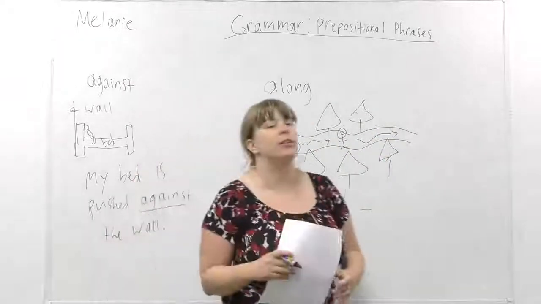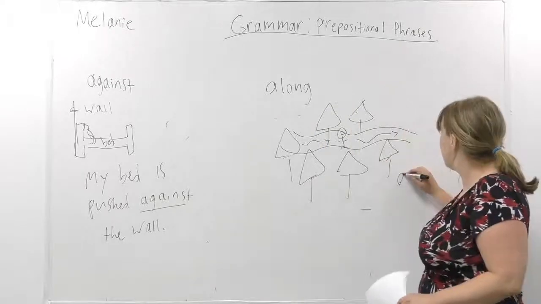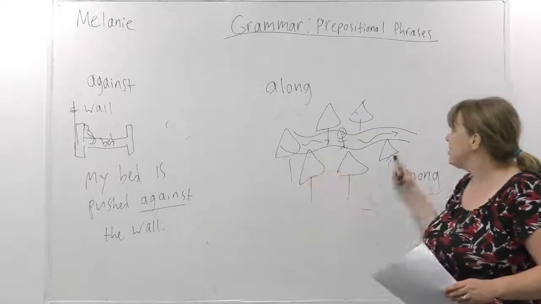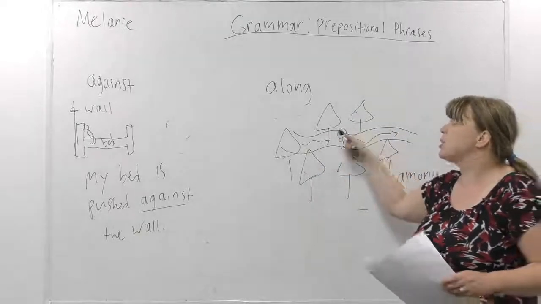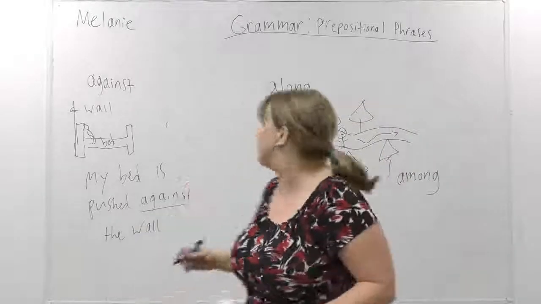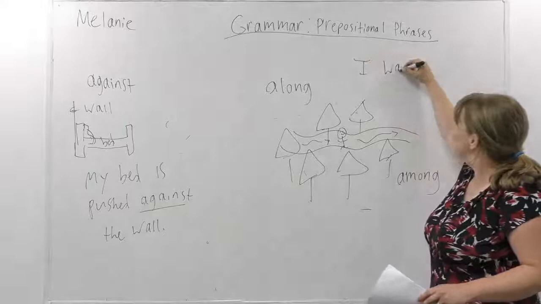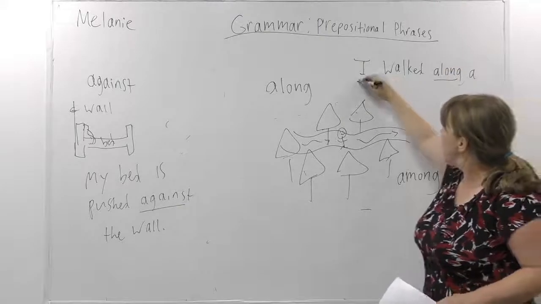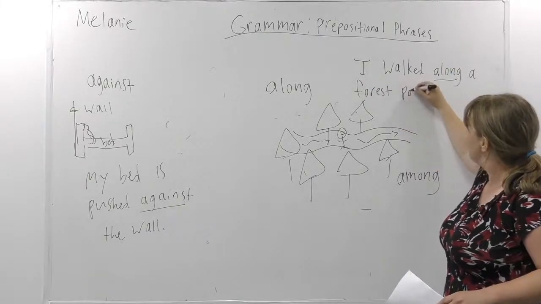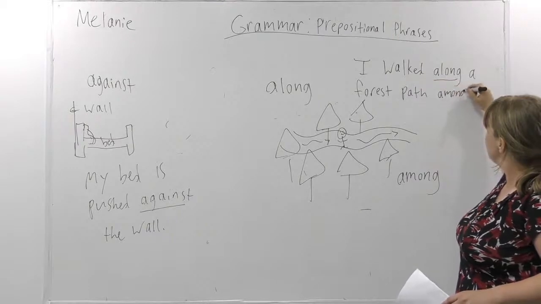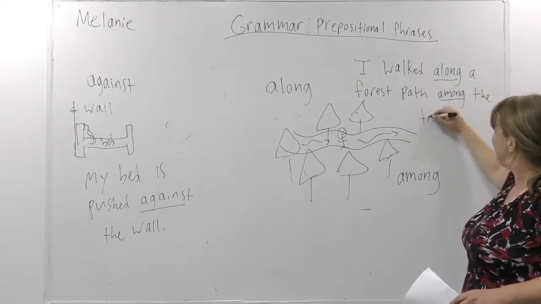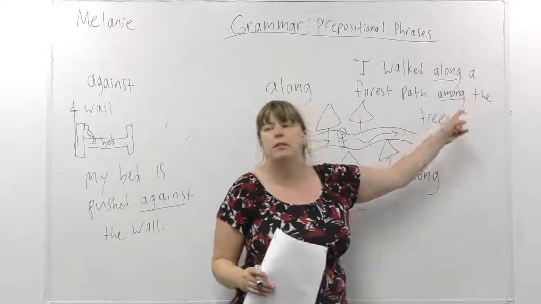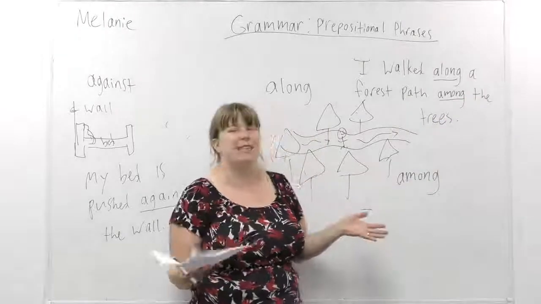And among is another good one. I get asked about among a lot. Among. So among is in a group. So here you have a group of trees. So I am walking among the trees. I'll write this down. I walked along a forest path among the trees. Okay. Let me know if you have any questions about this, because I do get asked this quite often. Don't worry if you don't quite get it. I can give more examples if need be.